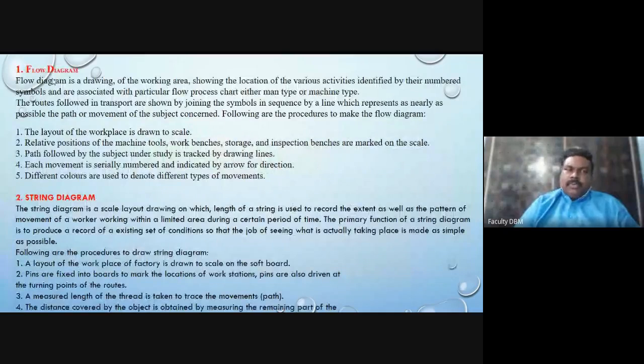So we have a flow diagram. Everyone knows the flow diagram. For any activity we use symbols to show how the flow chart is going. String diagram, as said, the pins are fixed into the board to mark the location of workstations. Pins are also driven at turning points of the routes. The length of thread is taken to trace the movement. How much distance is covered by the object is obtained by measuring the remaining part of the thread.